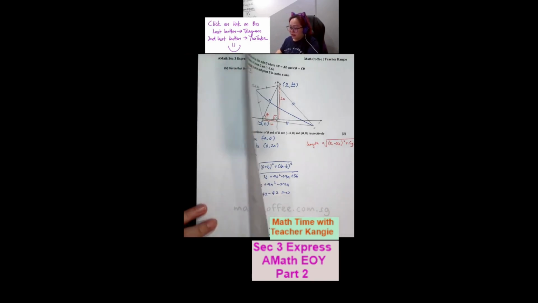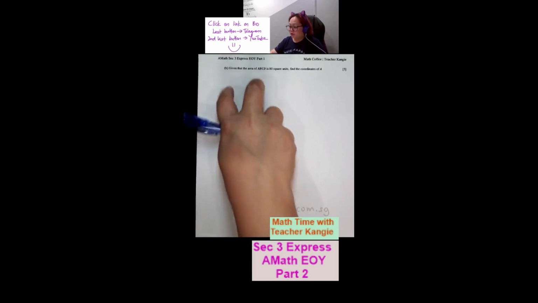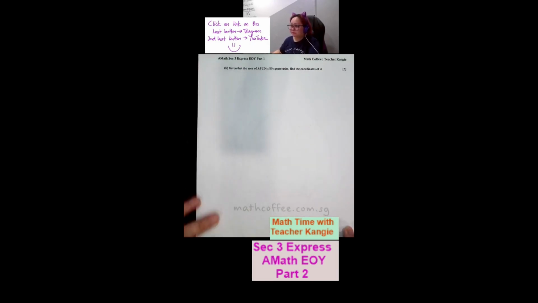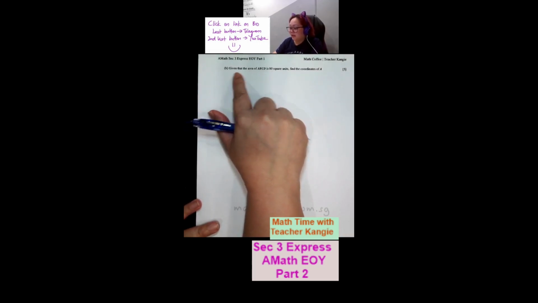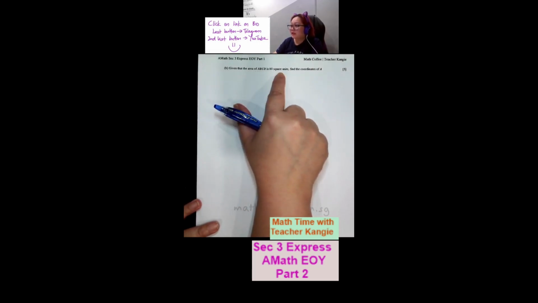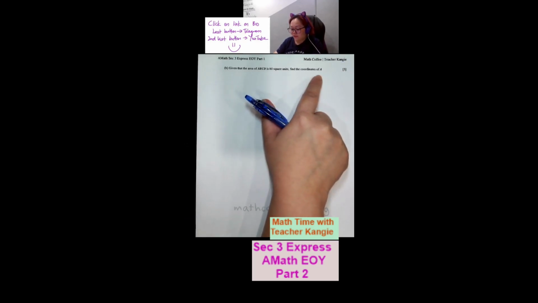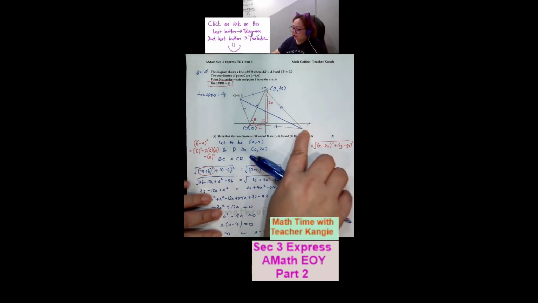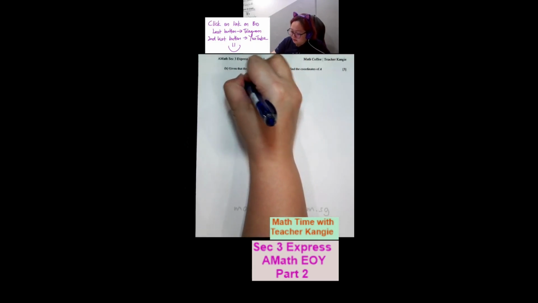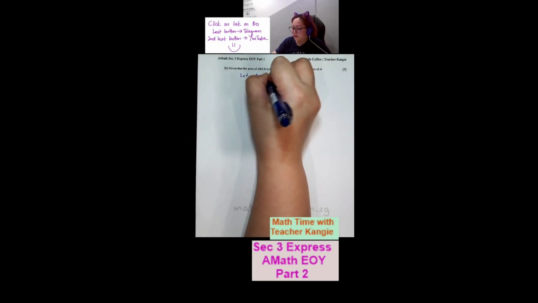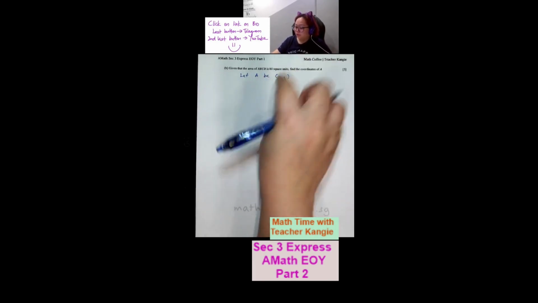Now let's take a look at part B. Part B over here. They say that given that the area of ABCD is 80 square unit, find the coordinate of A. So let's come back to see this part. They want you to find out what is the coordinate A. So for this time round, I'm going to let A be (P, Q), 2 unknowns.